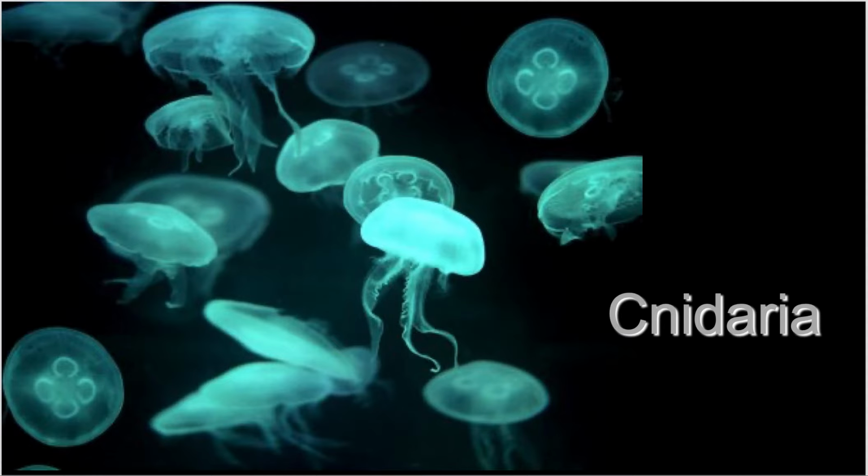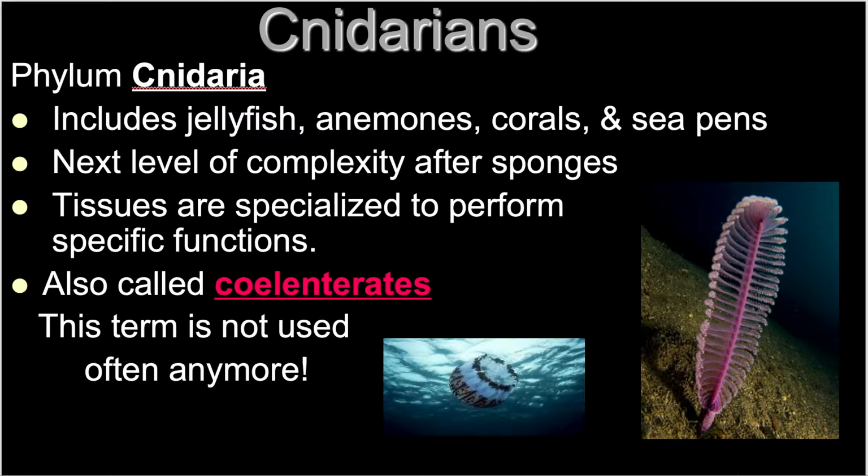We're going to go over part 1 of the Cnidaria notes for honors zoology. The phylum Cnidaria includes jellyfish, sea anemones, coral, as well as sea pins. And if you've never heard of a sea pin, it's this thing right here.